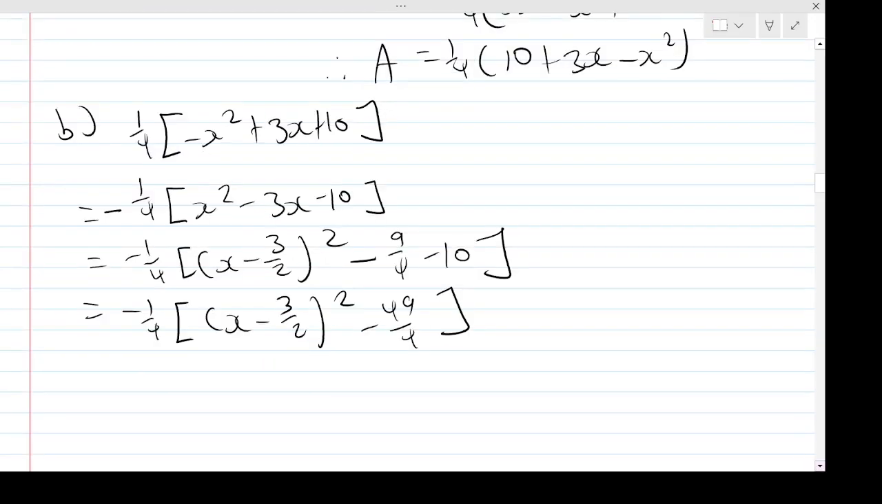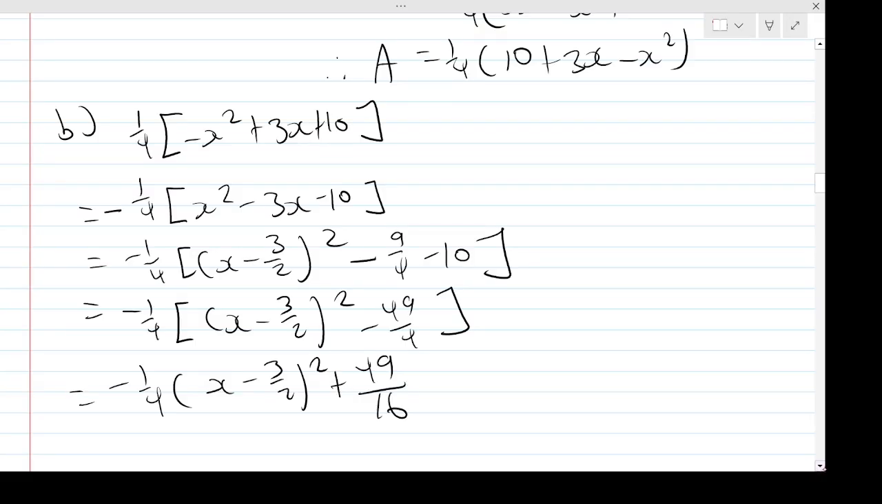So then we can lastly times out this minus a quarter. So we're going to get minus a quarter of x minus 3 over 2 all squared. Then minus a quarter times minus 49 over 4 gets me plus 49 over 16. And so there we are then. We've got this in completed square form.